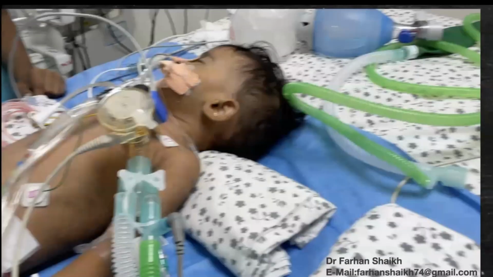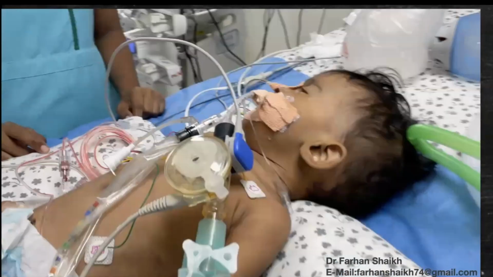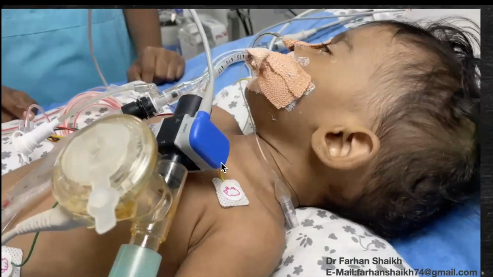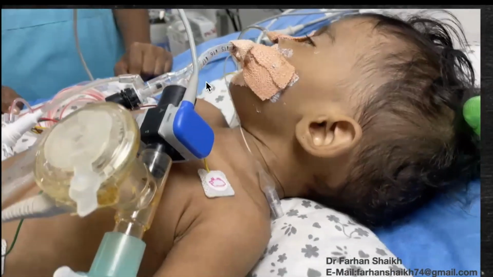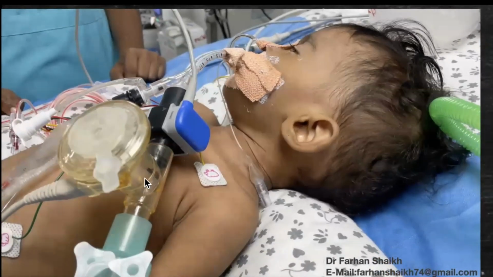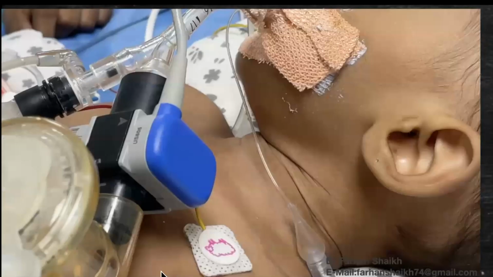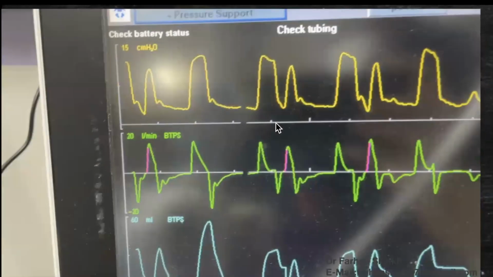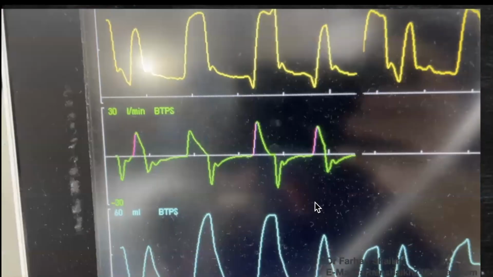I will show this particular situation. In this situation, this child is on a ventilator with a gasping type of breathing, and the endotracheal tube is connected to an EtCO2 module, and there is a nebulization chamber attached, and the child is breathing like this. And when we look at the ventilator side, we can see double triggering, and we can see some insufficient triggering in between.